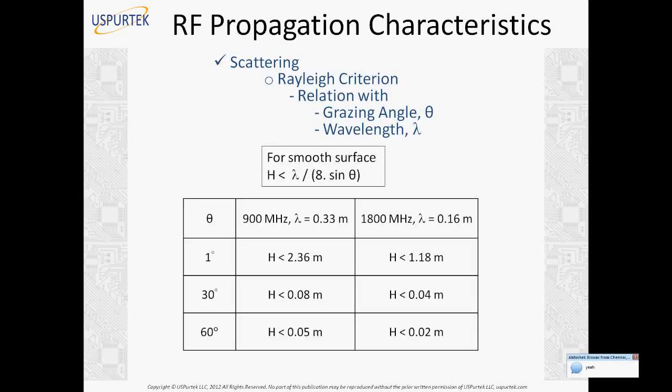So there is a relationship between the grazing angle and the frequency, and you can see the trend here. If you double the frequency from 900 megahertz to 1800 megahertz, your tolerance is only 1.18 meter. So you need a height of only 1.18 meter to make it smooth. Any object higher than 1.18 meters will make it rough. But if you increase the grazing angle, meaning you move closer to the cell tower, and you have a frequency of 1800 megahertz, any object greater than 2 centimeters will make it rough, and you will have more loss of signal power.